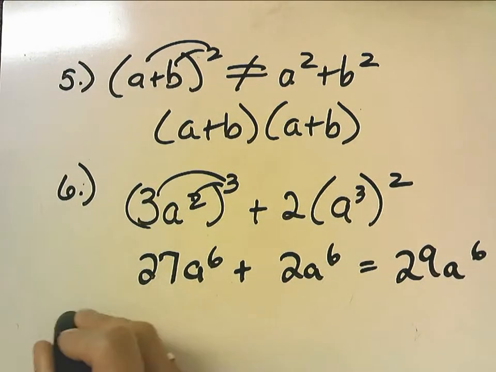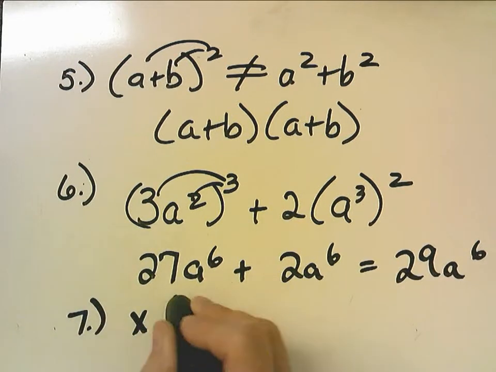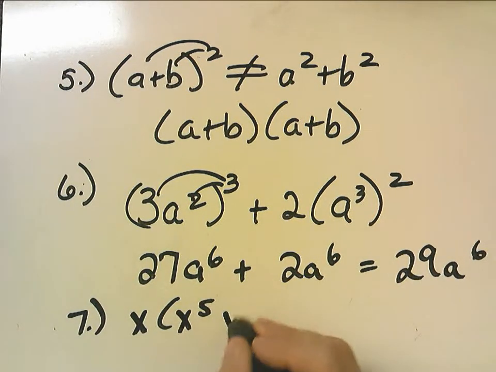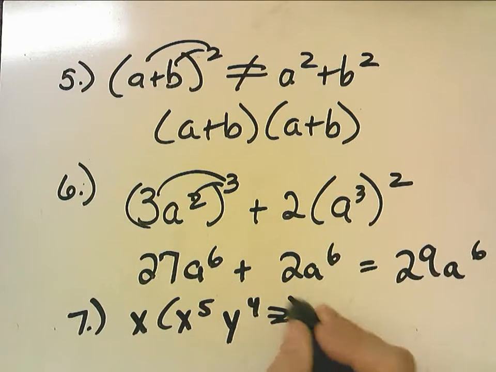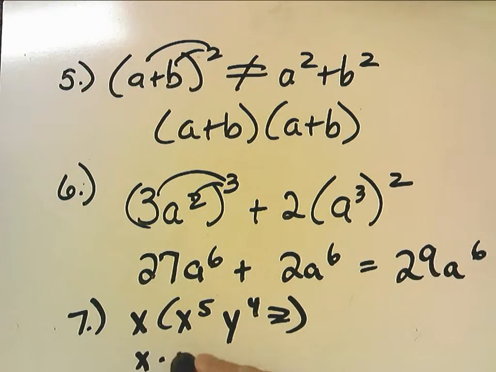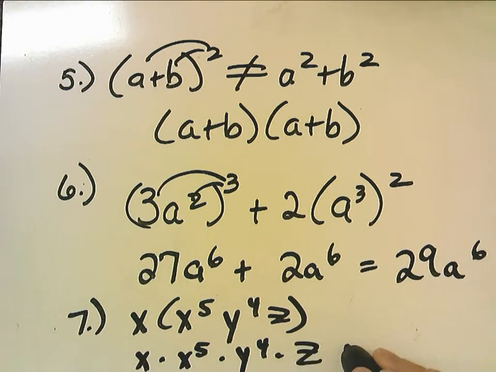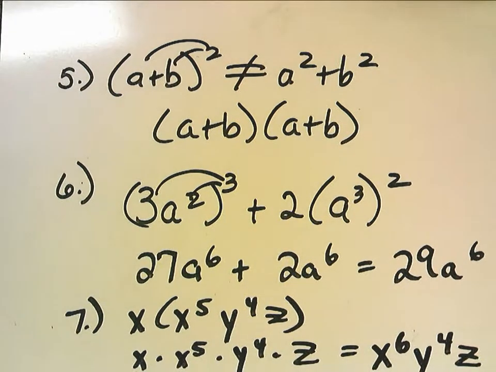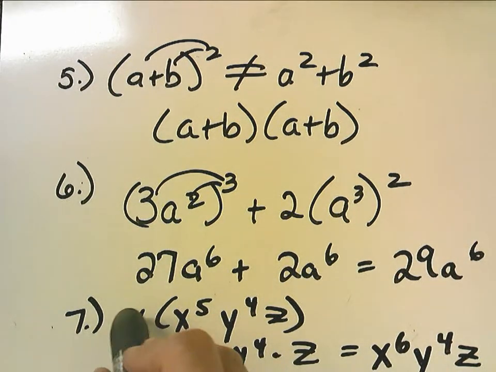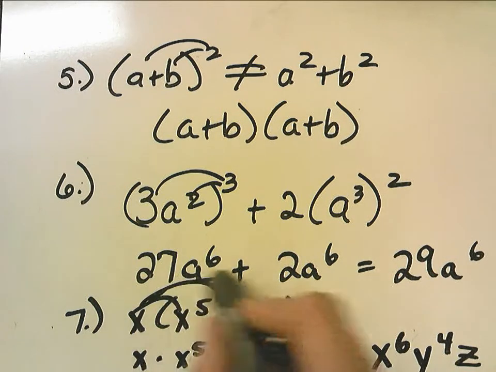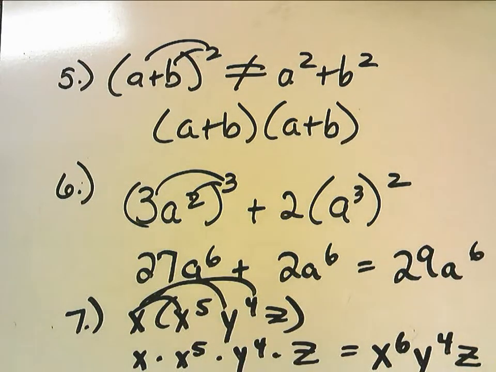And then number 7, now x times x to the 5th, y to the 4th, z. This can be rewritten as just x times x to the 5th times y to the 4th times z, which would just be x to the 6th, y to the 4th, z. Okay, there is no such thing as distributing over multiplication. You're just multiplying the entire term.